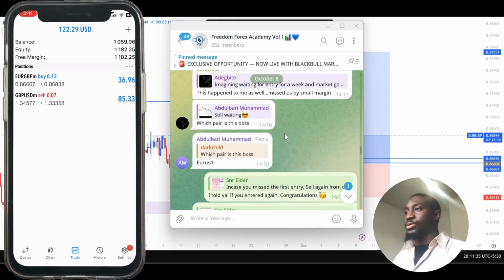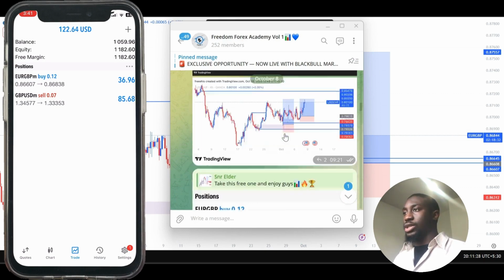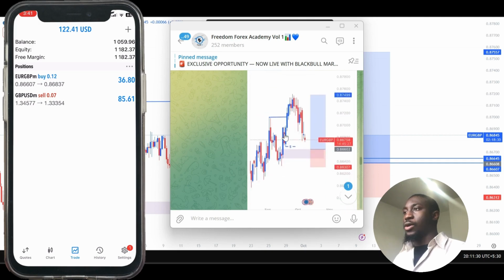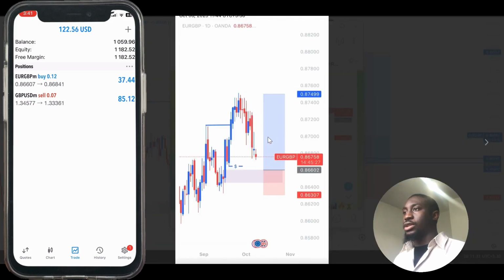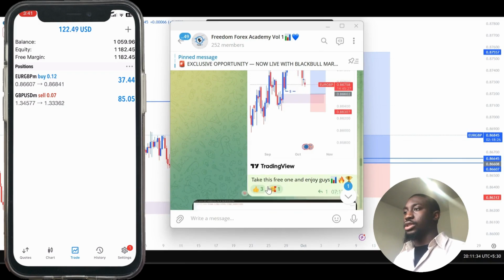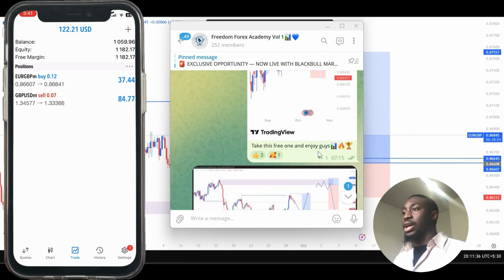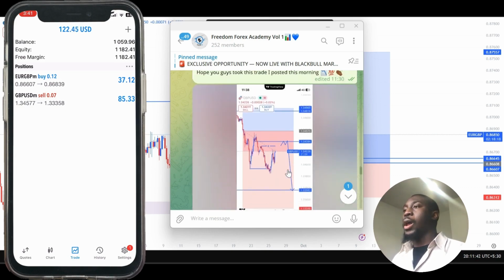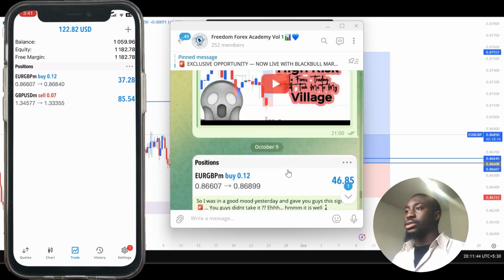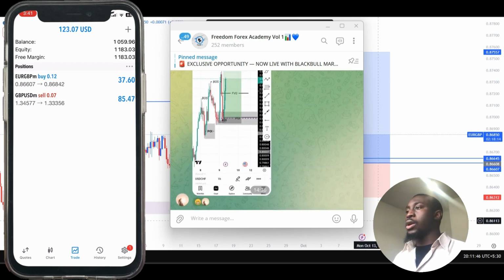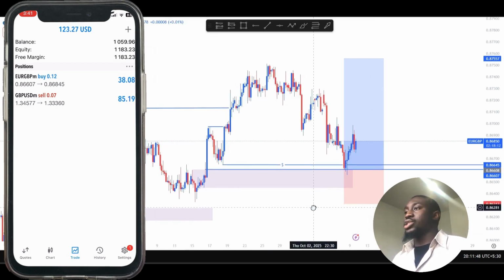You saw what happened? Where is this structure? Okay, so this is the trade. This is the trade when I called it. I said take this free one and enjoy, guys. I was at work yesterday and I was in a good mood, so I just posted this signal, and now we are riding to the moon. So it is what it is. Let's see how this is going to go. I'll keep you guys updated.